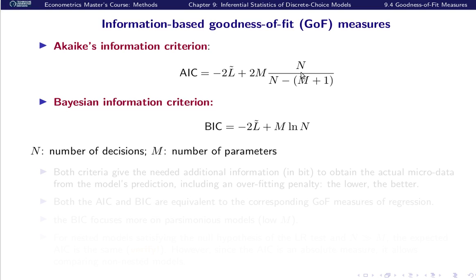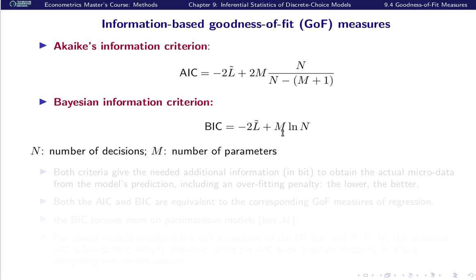It would be a correction factor, but it reverts to a sum for the logs, which takes into account that if you have more parameters, you also have a certain sort of overfitting. And typically n, the number of decisions, should be much larger than m, the number of parameters to be estimated. So that means basically this whole ratio is basically 1. So we have minus 2 times log likelihood plus 2m, which is the correction term.